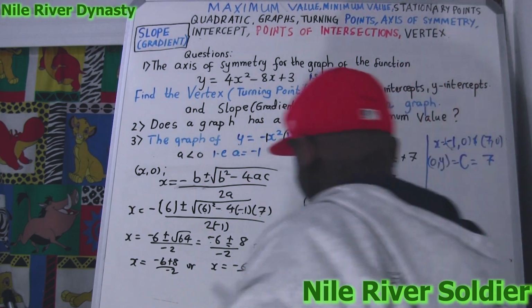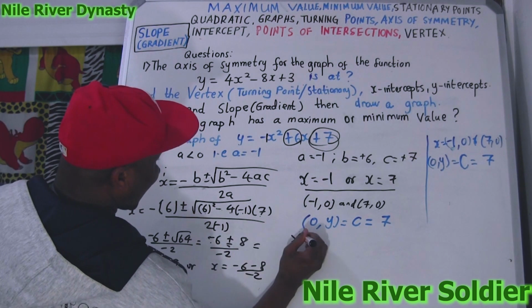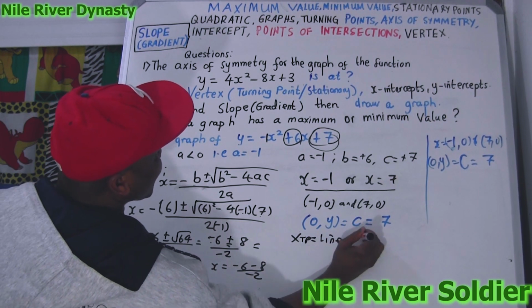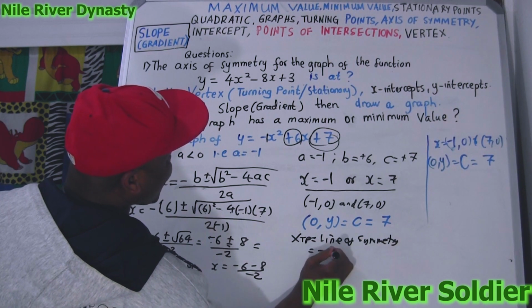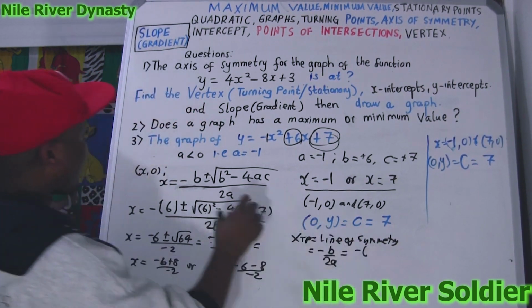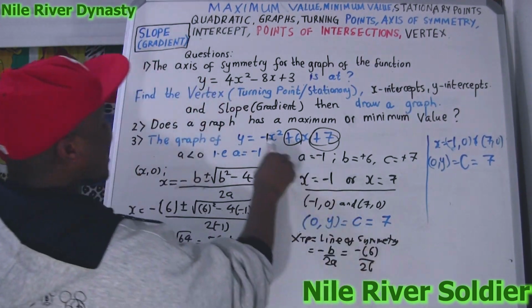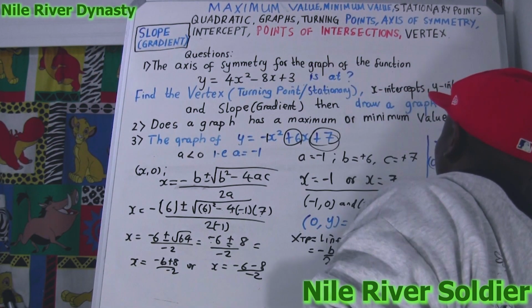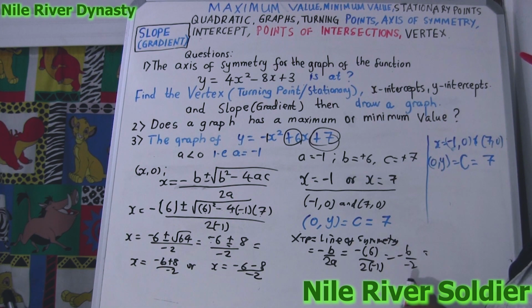Okay, turning point now. Let's make a space quick. The x of the turning point, or sometimes we call this the line of symmetry. How do we get this? It equals -b over 2a. What is b? b equals positive 6, over 2 times a, where a equals -1. So this is negative 6 over negative 2, because 2 times negative 1 is negative 2, and negative over negative is positive. 6 over 2 equals 3.